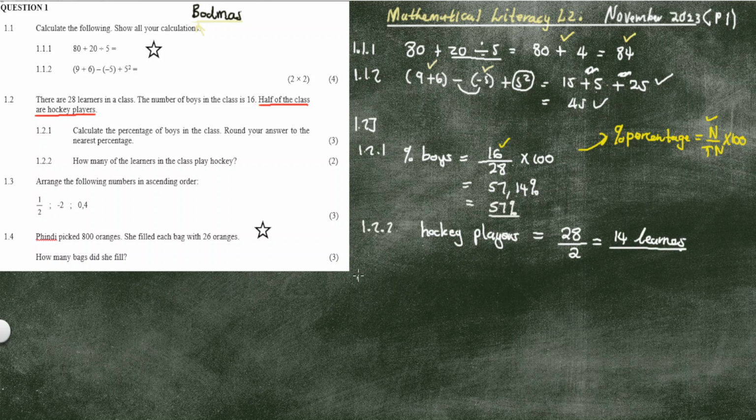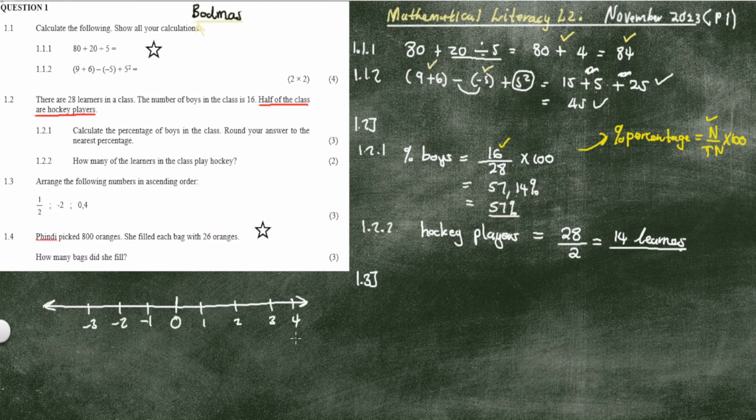Okay, next question, 1.3. Arrange the following numbers in ascending order. So in other words, we'll have to arrange them from small to the biggest number, right? So again, the issue of writing numbers in ascending or descending order. Think of a number line, man. Minus 1, minus 2, minus 3, 1, 2, 3, then 4.